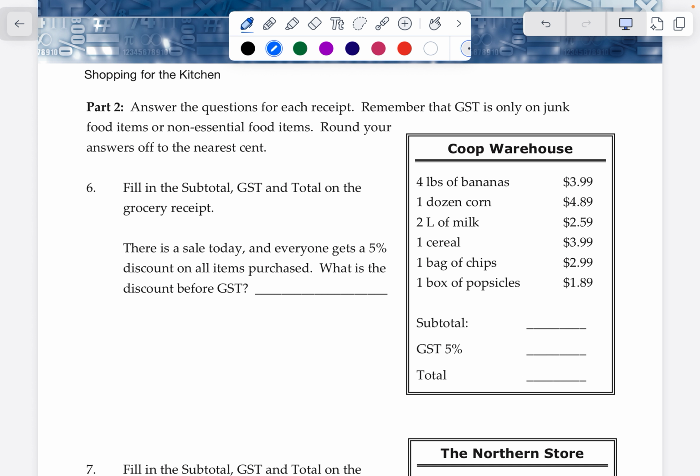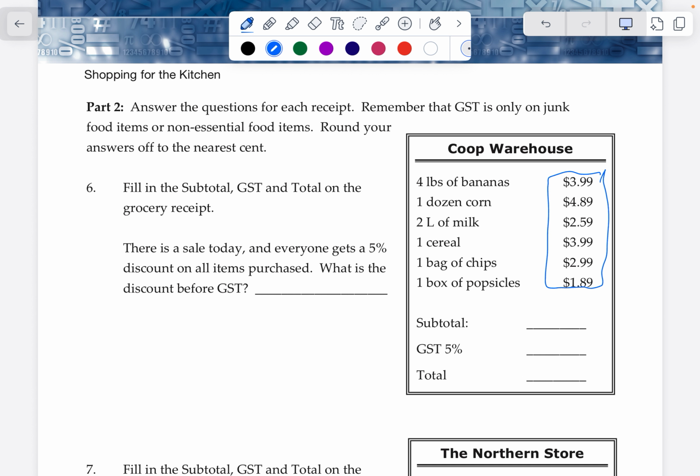What is the discount before the tax? Okay. So the first thing we're going to do, there's lots of pieces to this one, so we have to really consider what is taxable and what isn't. So first, let's do the subtotal of those things and put it to the side, okay?